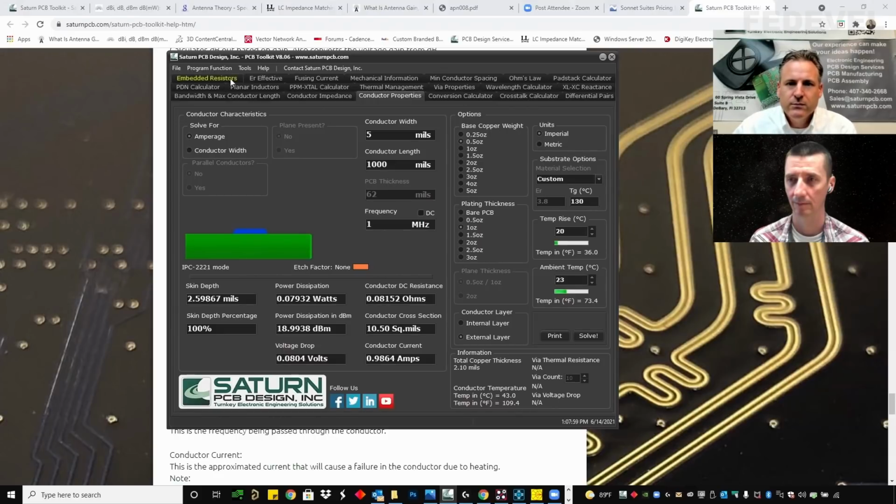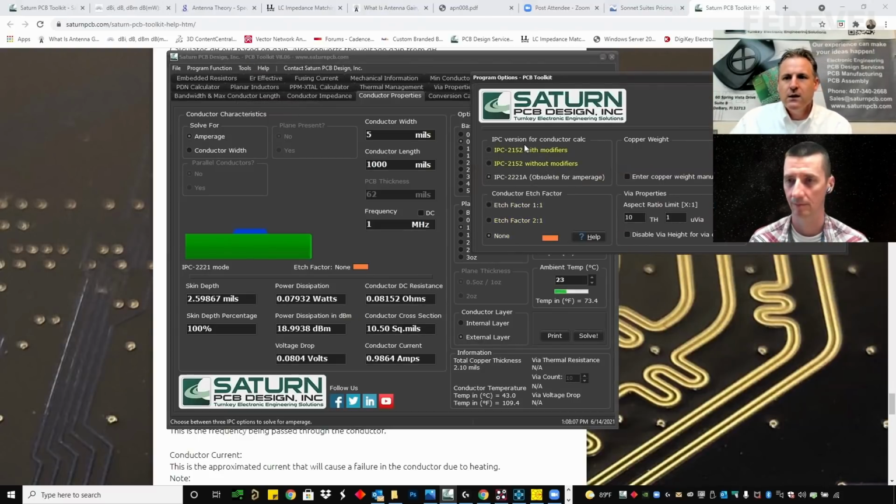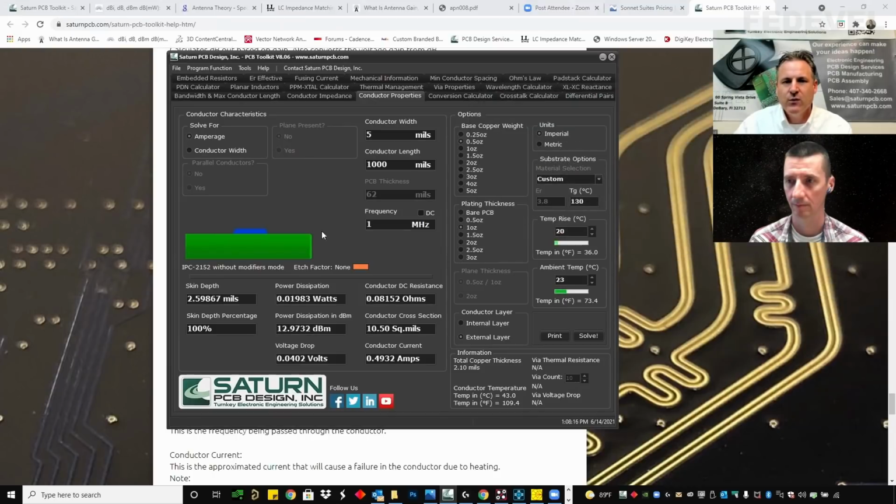So I tell people, bottom line is the 2221 is obsolete. I tell people don't use it. If you want something that will work all the time, use the 2152 without modifiers. That will give you the most conservative values of your trace. That is with the external and the internal formula being exactly the same, which is what they tell you in the 2152. You can use the same model for both internal and external and be done with it. That will give you a conservative value that will always work.